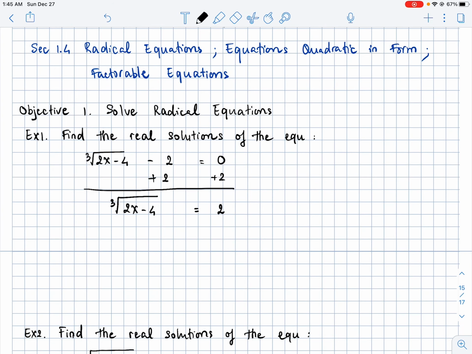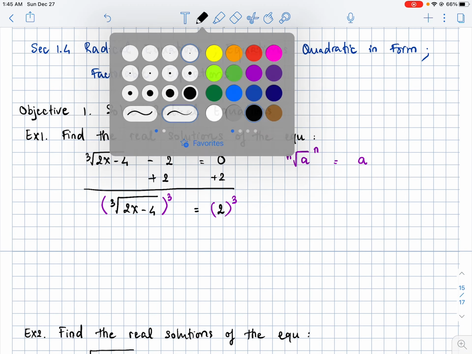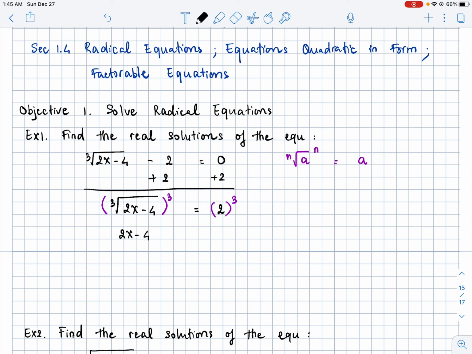We recall the formula in algebra that if we have the nth root of a to the n, the root and the power are the same, they will cancel out and we will get a. In our problem, the index is 3, so we need to cube both sides to get rid of the radical. We will have 2x minus 4 equal to 8. Then it is very simple, we just continue to solve. We add 4 to both sides and divide by 2, so the answer is 6.